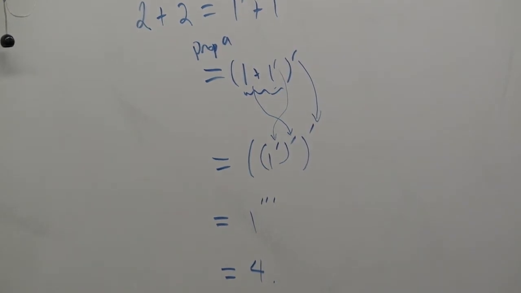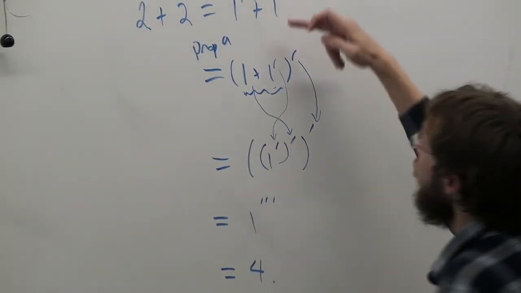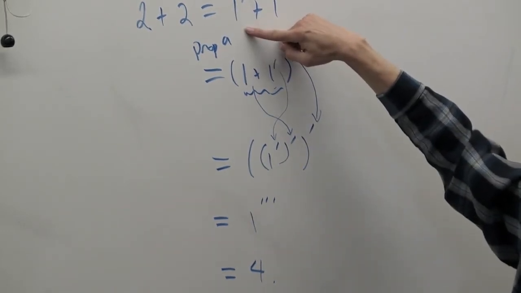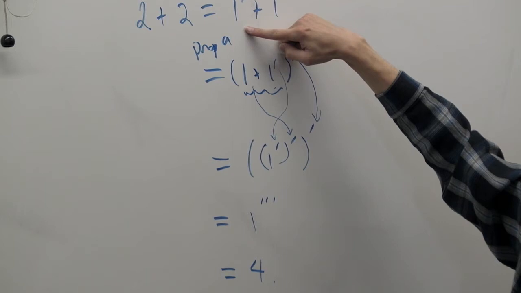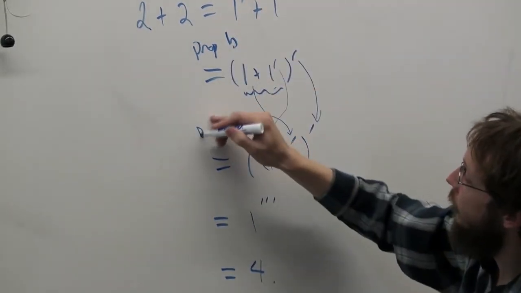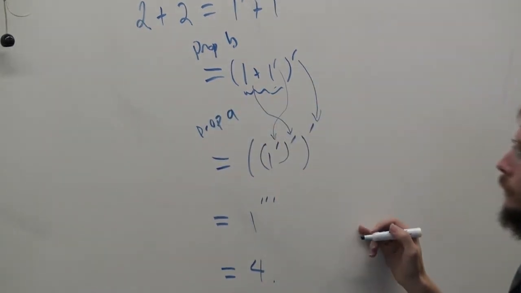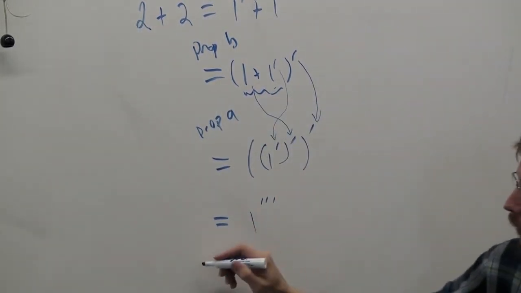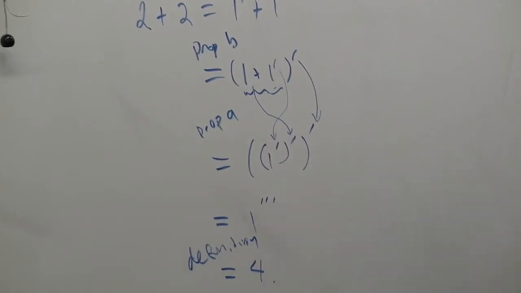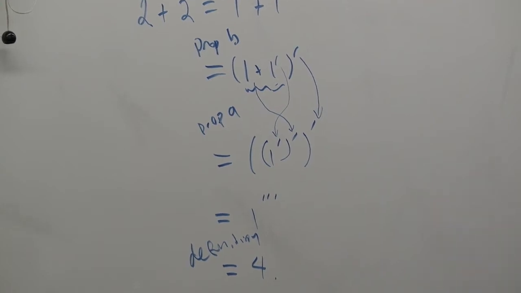So this first line here, I guess we didn't use property... What did we use? We actually used property B here. So property B here, and then property A here. Okay? And then this was just the definition of 4.